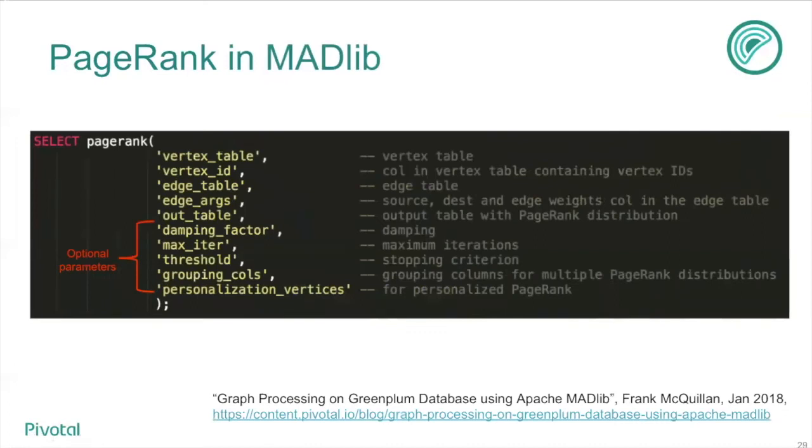Like most Apache MADlib algorithms, there's a lot of default parameters, but if you want more control, you can specify additional parameters. In this case, things like stopping criteria or personalization vertices for something called personalized PageRank.